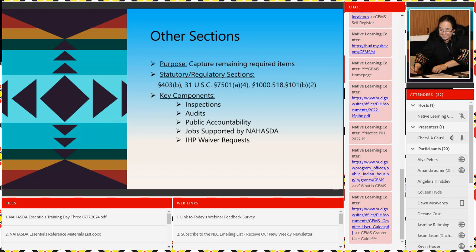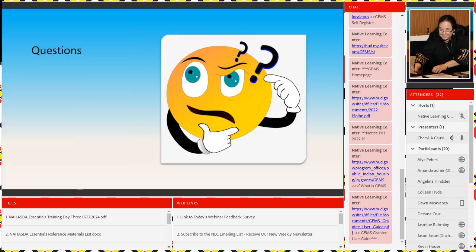Okay. So your other sections capture your remaining required items, inspections, audits, your public accountability. That's your posting. How many jobs supported by NAHASDA and any kind of IHP waiver request. So do we have any questions?